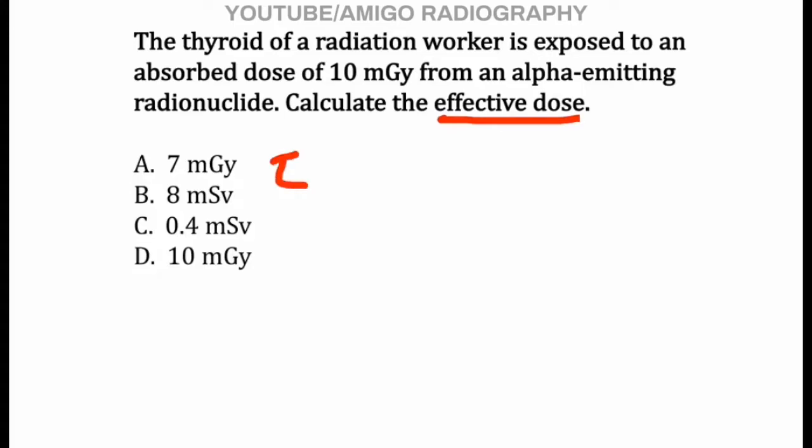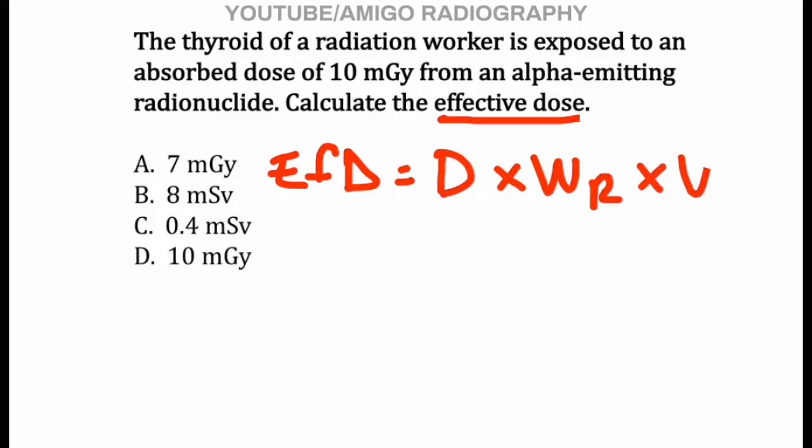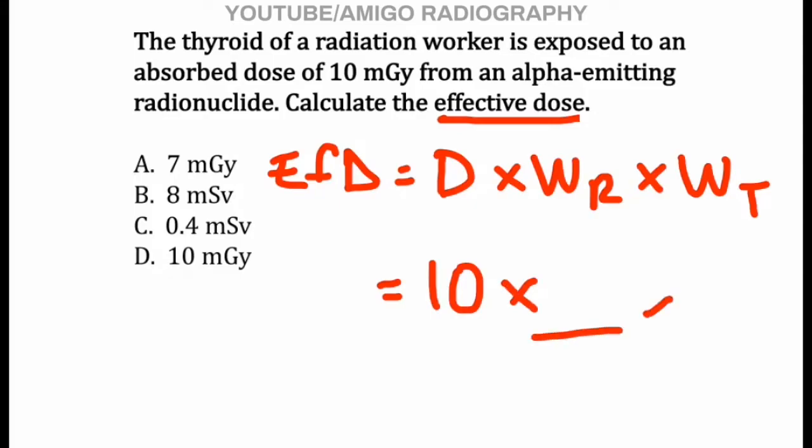So what is the formula for calculating effective dose? It's actually equal to the absorbed dose multiplied by a radiation weighting factor and then also multiplied by a tissue weighting factor. As usual, some of this information is provided directly and some is not. The absorbed dose we know is equal to 10 milligray, but what about the radiation weighting factor and the tissue weighting factor? If we look up the radiation weighting factor for alpha particles, it turns out that it's actually 20.